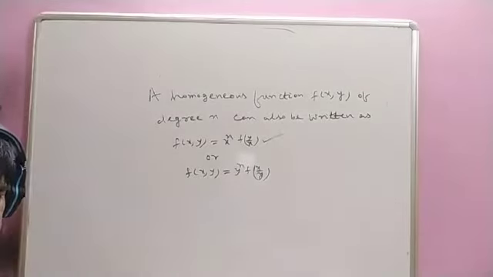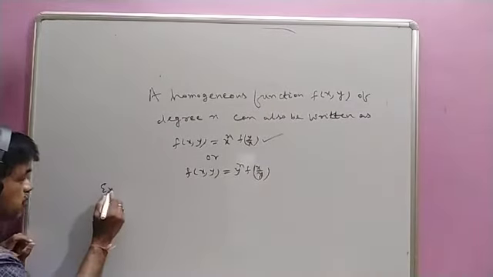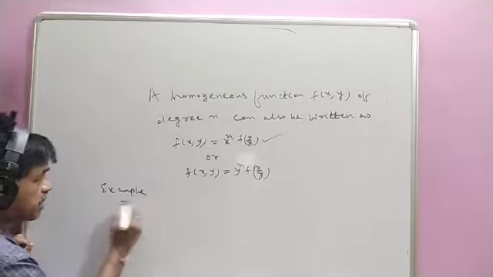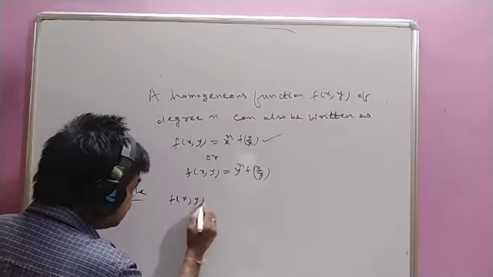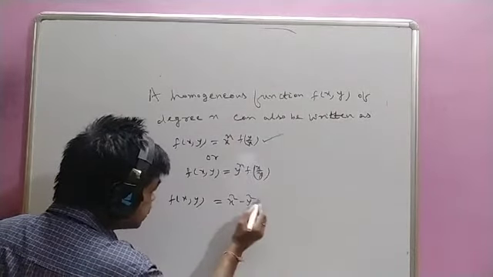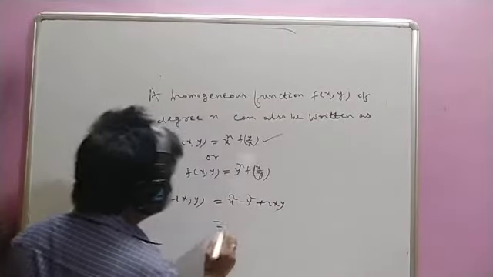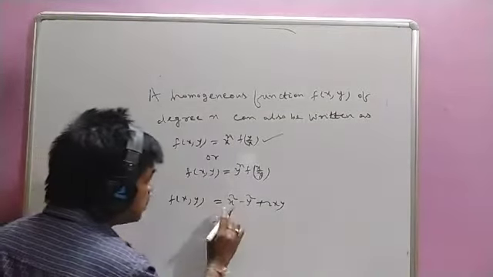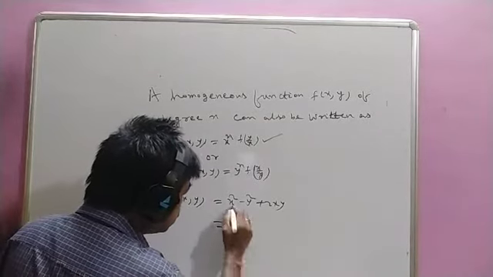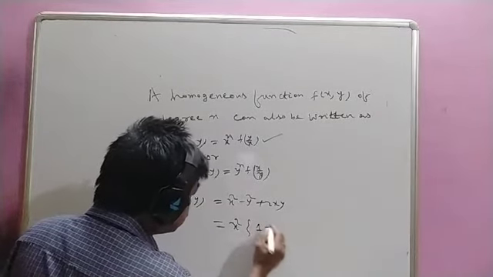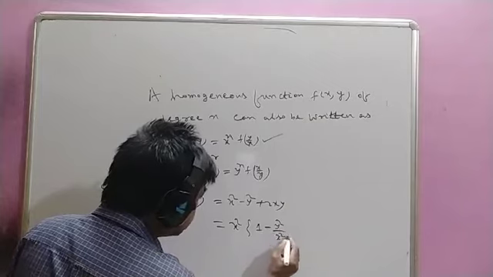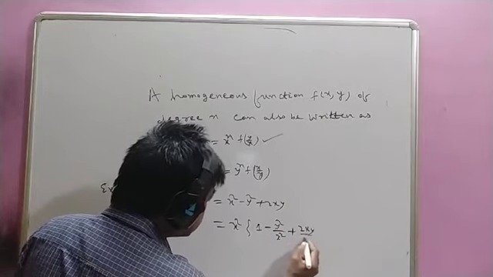For example, earlier we have discussed that example. What example? f(x,y) you have taken what? x square minus y square plus 2xy. Earlier we have taken this. So this you can express as x to the power n. Suppose you take x square common here, then it is what? 1. Here it is y square by x square. Here it is 2xy by x square.